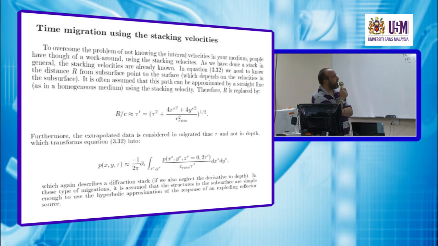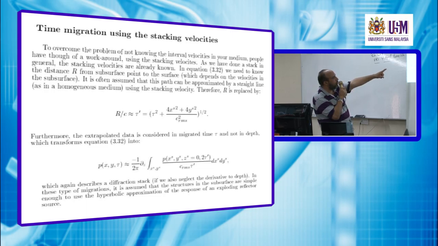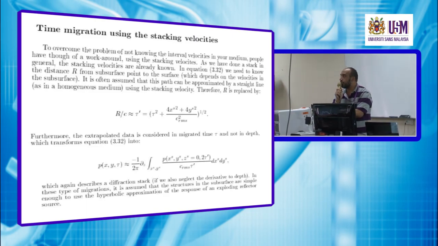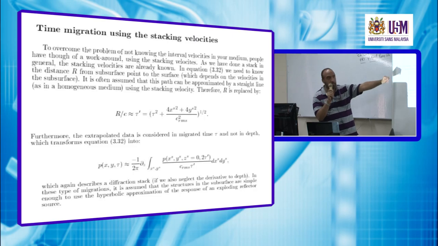Okay, it's often assumed that this path can be approximated by a straight line as in a homogeneous medium using the stacking velocity. Therefore, R divided by C, which is the time, is replaced by the square root of tau squared plus 4xs squared plus 4ys squared divided by C squared RMS. Furthermore, the extrapolated data is considered in migrated time and not in depth. So now in time migration, unlike the previous one, we are working in time, not depth.